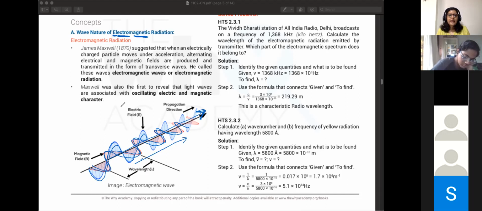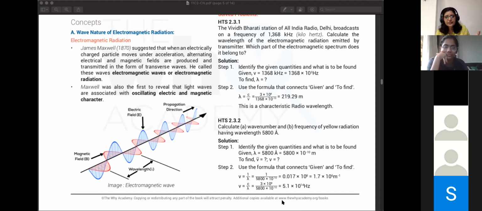Okay. And when it comes to energy forms that you guys are familiar with, light waves are associated with oscillating electric and magnetic character. So the light energy that you guys can see is essentially electromagnetic radiation. Okay. This is like the main point. Energy, especially light energy, is electromagnetic radiation.